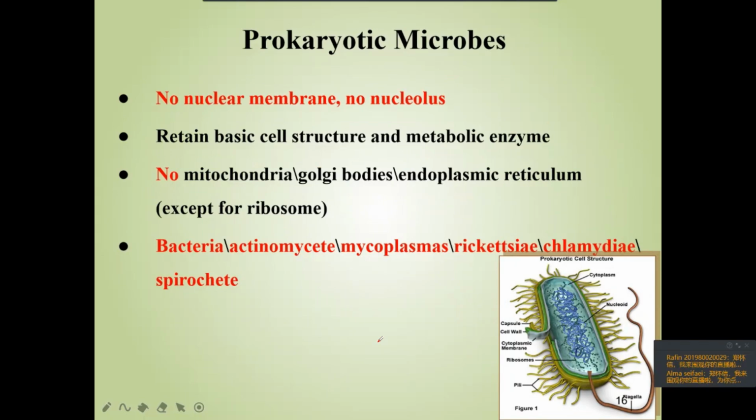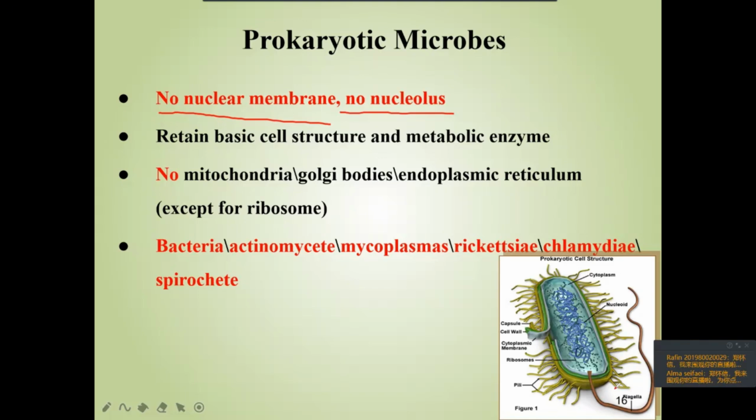Okay. Another part we'll focus on are the prokaryotic microbes. As we mentioned, prokaryotic means that they don't have a nuclear membrane or a nucleus. In this group, we'll learn bacteria. This is the model structure of a bacterial cell. You can see that the blue part is the DNA molecules. It's condensed in part of the cytoplasm, but not surrounded by a membrane. This forms a structure we call the nucleoid. It looks like a nucleus, but not a real nucleus. They retain the basic cellular structure and the essential metabolic enzymes.